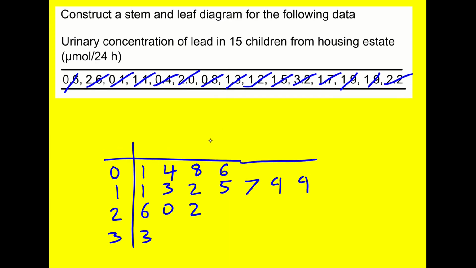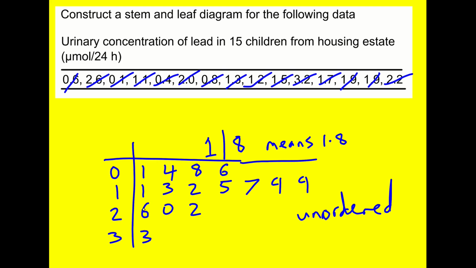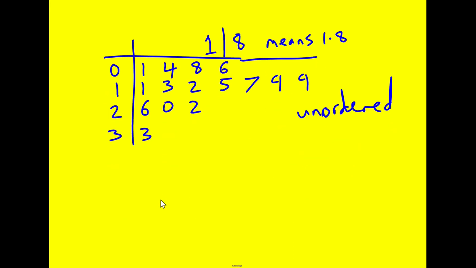So I might say 1, slash, it's not slash, but a line means 1.8. So this would be unordered because they're not in order, it goes 6, 0, 2. So if I wanted to make it ordered, I could quickly do it from the unordered one. You might argue that I should have just done this in the first place.